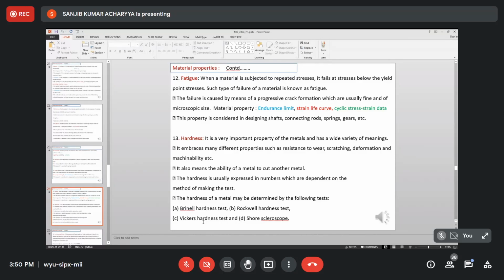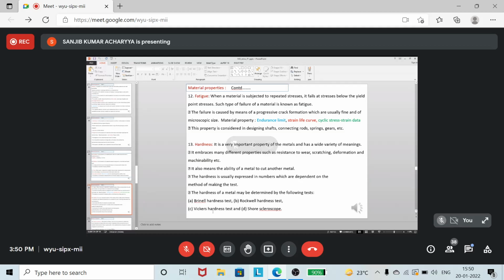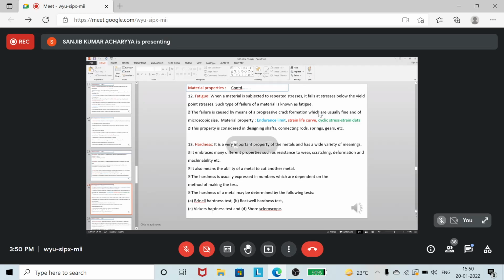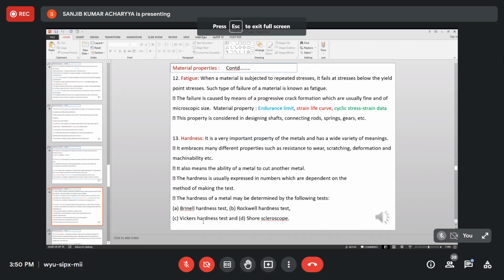What will happen? After a huge number of cycles, the crack growth will also be of large amount. And if the crack growth is large, the load bearing capacity of the cross section will be reduced and the material can fail. This kind of failure is called fatigue failure. From experiment, the material properties related to fatigue failure are identified. They are called endurance limit, strain life curve, etc. We will discuss all these in detail later.